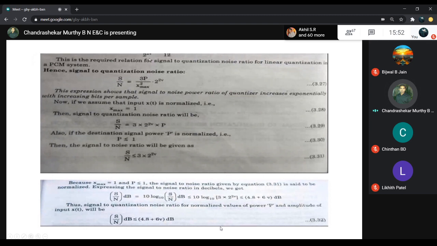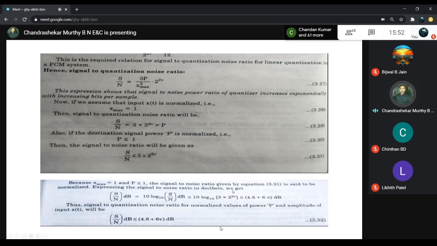Again, this is the signal to noise ratio, with x max square in it. For a normalized signal, considering x max equal to 1, the signal to noise ratio becomes 3 into 2 power 2v into P, whenever the power is less than 1. So at the receiving or destination end, when P is less than 1, this is the normalized signal with x max equal to 1.